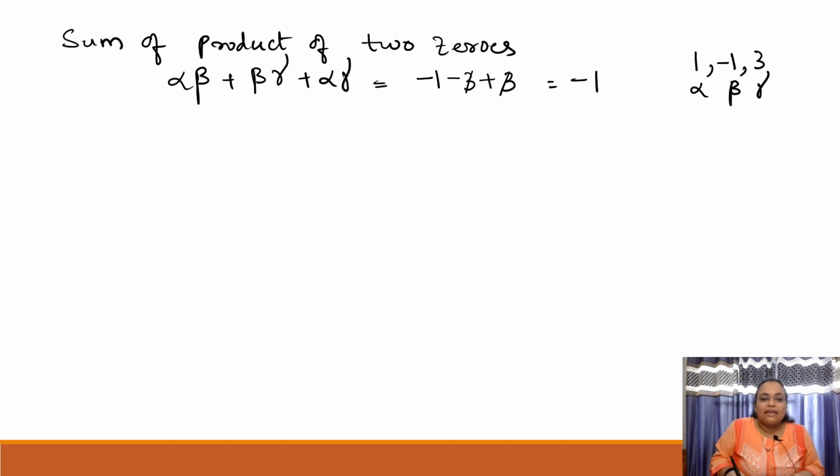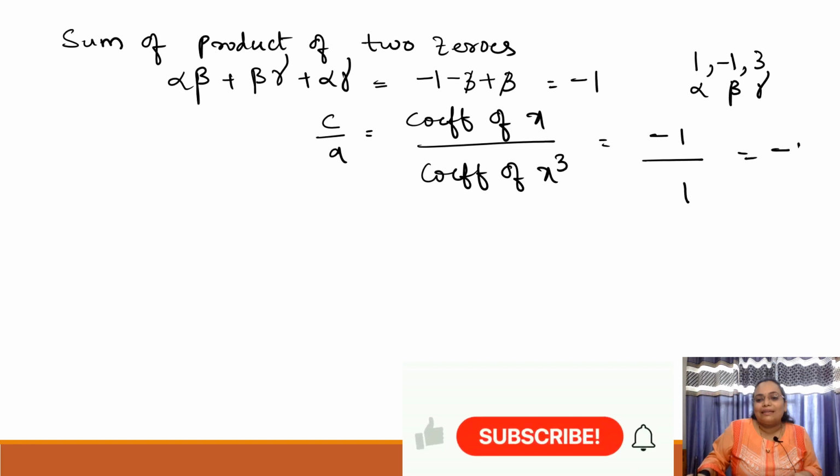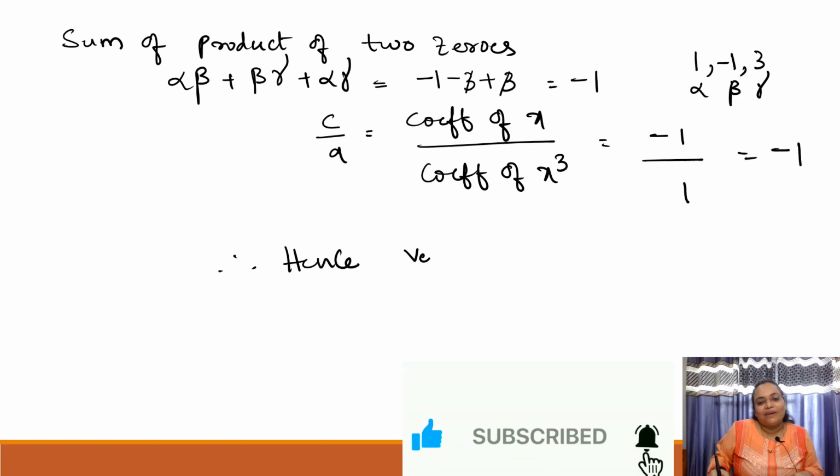So what is the sum of the product of two zeros? That is c by a. What is c? c is the coefficient of x by the coefficient of x cube. What is the coefficient of x? The coefficient of x is minus 1 by 1, which is minus 1. Right? Even this is also verified. Correct? So hence verified. In our next video, we will discuss a few problems from the exercises.